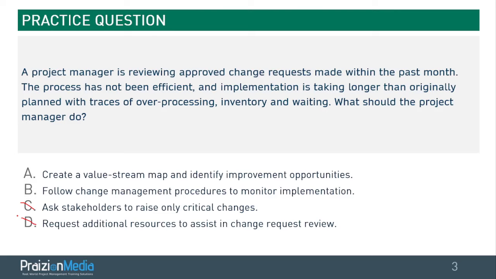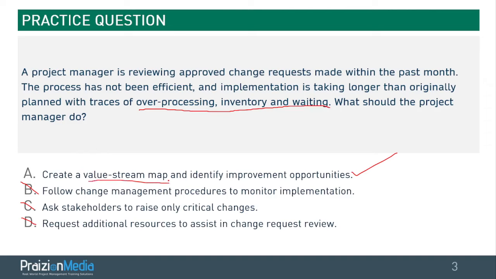Let's take a look at A. A says, create a value stream map and identify improvement opportunities. That's a more plausible choice. So we're going to cancel B and go with A because it would make sense. Since you have found these traces of waste, you need to optimize the system. You need to improve the system. And one of the ways you can do that is by value stream mapping.